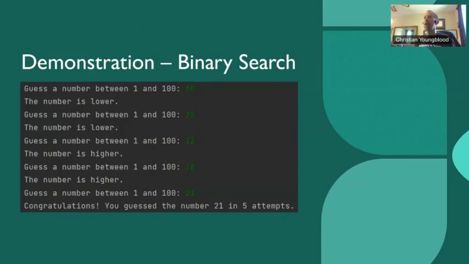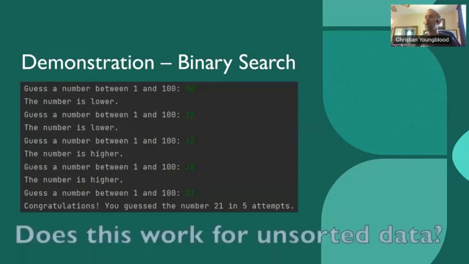Again, this scales much better than linear as you're going beyond 1 and 100. What if we'd gone to 1,000? Imagine how many times you'd have to do it. So my question is, does binary search work for unsorted data? And the answer to that is no. It's not going to work. You have to have it in order already to be able to say it's going to be higher or lower. Otherwise, you're going to have numbers that are both higher and lower to the right, and higher and lower to the left. So you have to have it sorted.